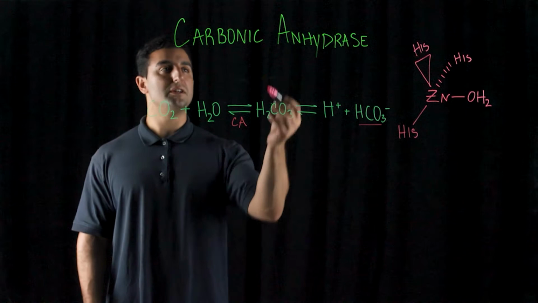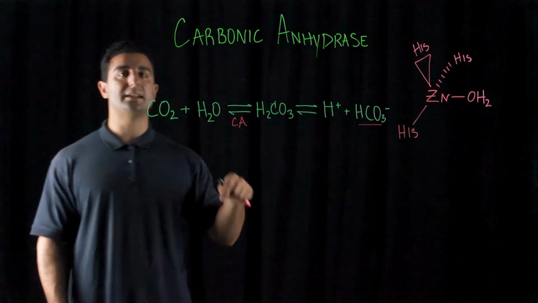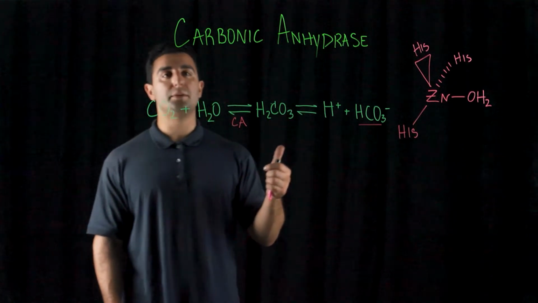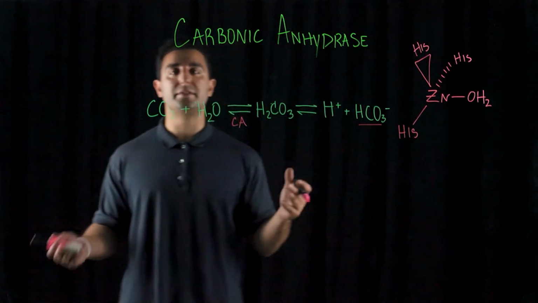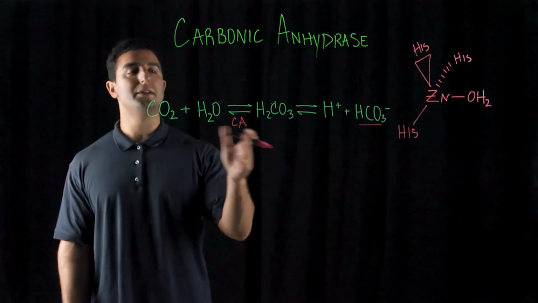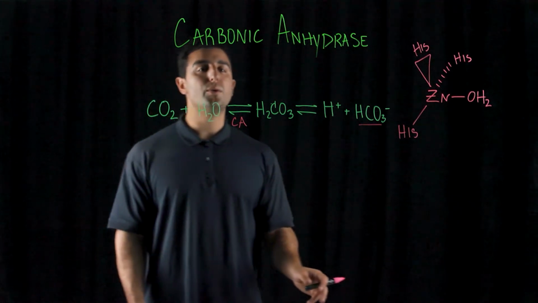And the whole function of this enzyme is to decrease the activation energy in order to speed up the reaction, right? So carbonic anhydrase is an enzyme, right? The main function of an enzyme is as a catalyst to speed up the reaction, whether it's forward or reverse.